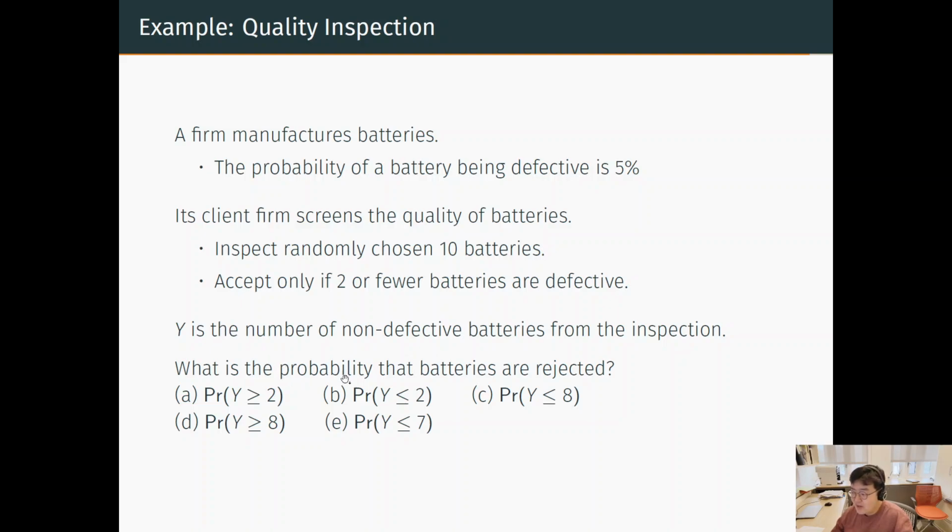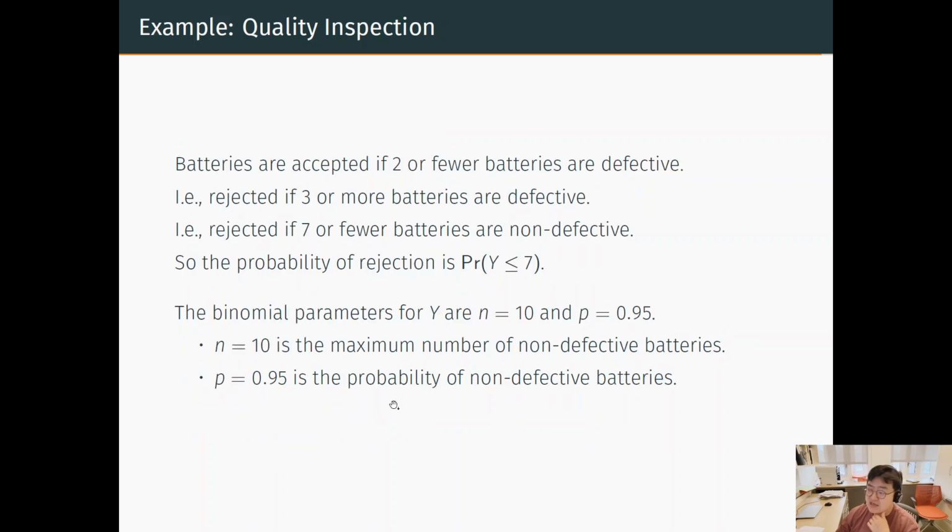However, I'm asking you about the probability of rejection. So it is rejected if Y is strictly smaller than 8. If Y is 8, then accepted. But if Y is 7, then it is rejected. So the answer is E. If the number of non-defective batteries is 7, that means there are 3 defective batteries. It does not satisfy this condition, so your batteries will be rejected. So that's the condition. The answer is E.